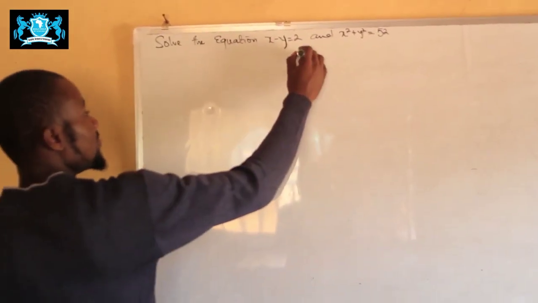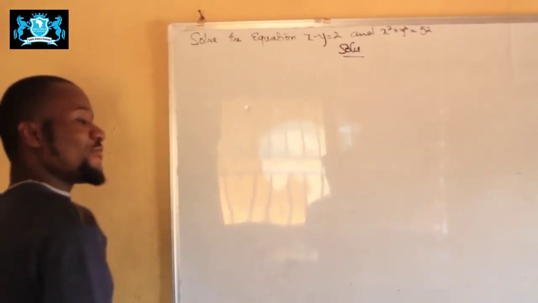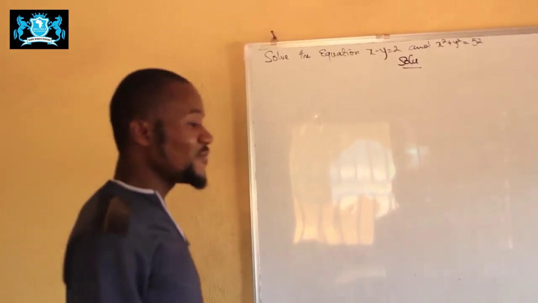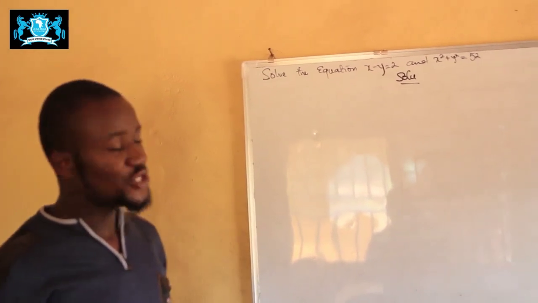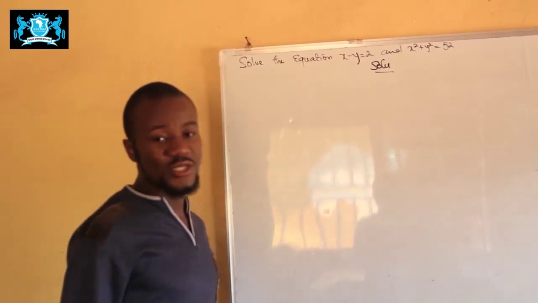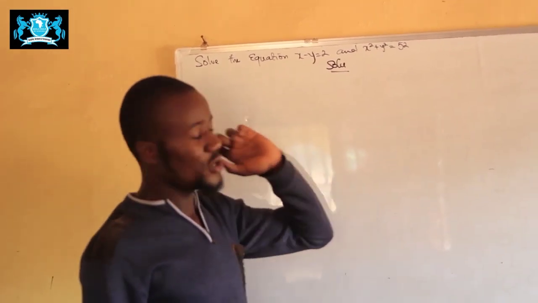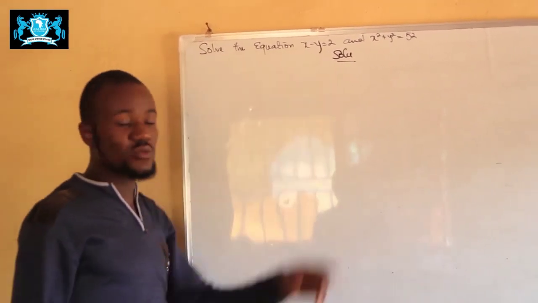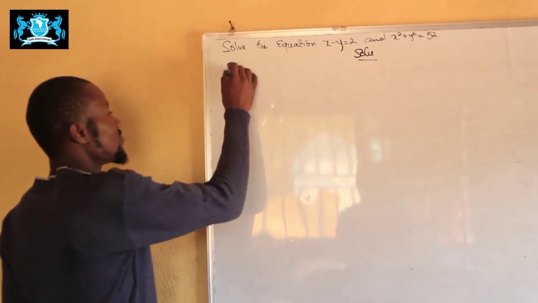So the solution now. We know we have three methods of solving simultaneous equation. We have the substitution method, we have the elimination method, and we have the graphical method. The best method to use here is the substitution method. And when you are using it, you start with the smallest equation, equation 1. They say starting with equation 1.